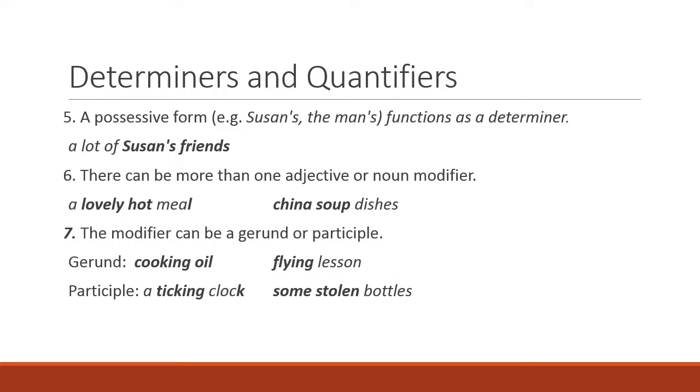The modifier can be a gerund or a participle. So like cooking oil, where cooking is a gerund, flying lesson, flying is a gerund, which is a noun. Cooking is a noun here. It can also be a participle, like a ticking clock, where ticking is present participle and clock is the noun. Some stolen bottles, stolen is the past participle here.